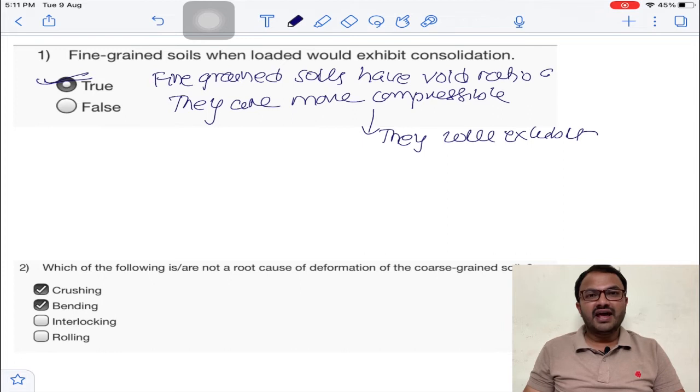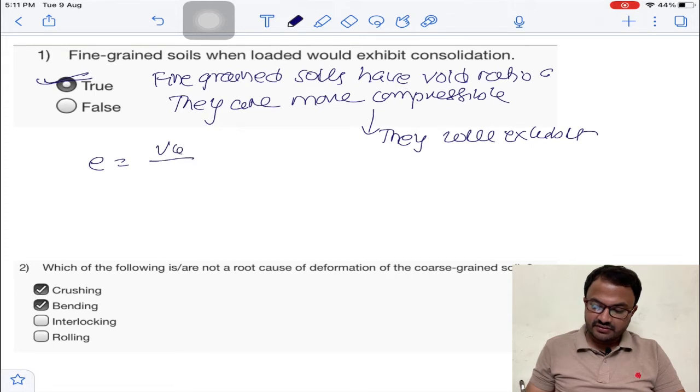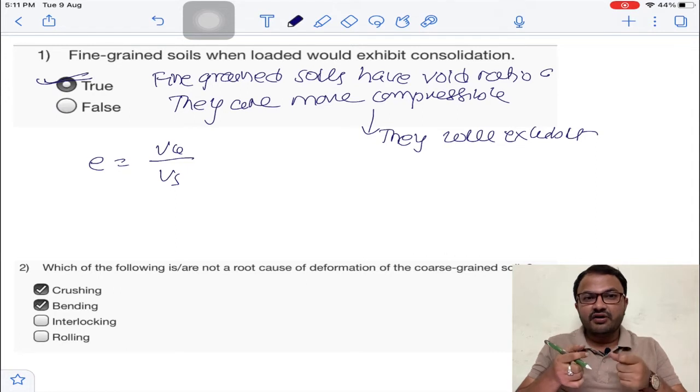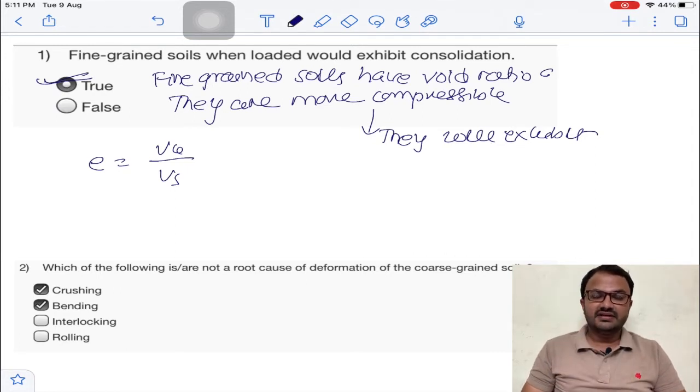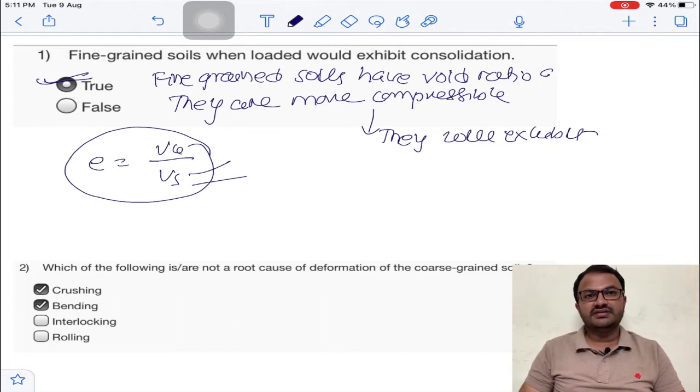Many people will feel like void ratio is more for coarse grained soil. Coarse grained soil has big voids, so that is how it feels to you. But void ratio e is equal to volume of voids divided by volume of solids. So for the given solids, how many voids are there? That is, for a given volume of soil, how many voids and how many solids are there. So finally, the conclusion is fine grained soils will have more void ratio, and coarse grained soils will have less void ratio. That is the reason why fine grained soils will exhibit consolidation.